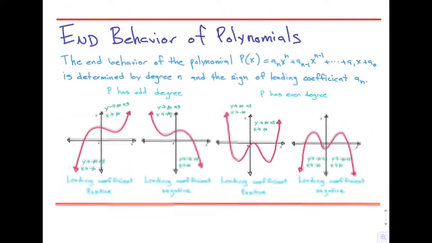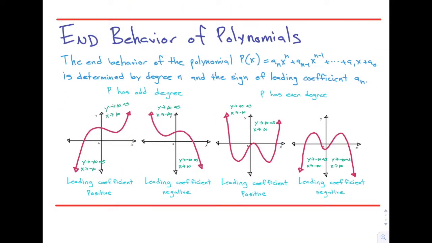Recall also that the end behavior of polynomials is defined as follows. The end behavior for some polynomial that looks like this is determined by its degree, n, and the sign of the leading coefficient, a_n. I'm not going to talk through all of this since we've already been through it, but just a quick refresher.